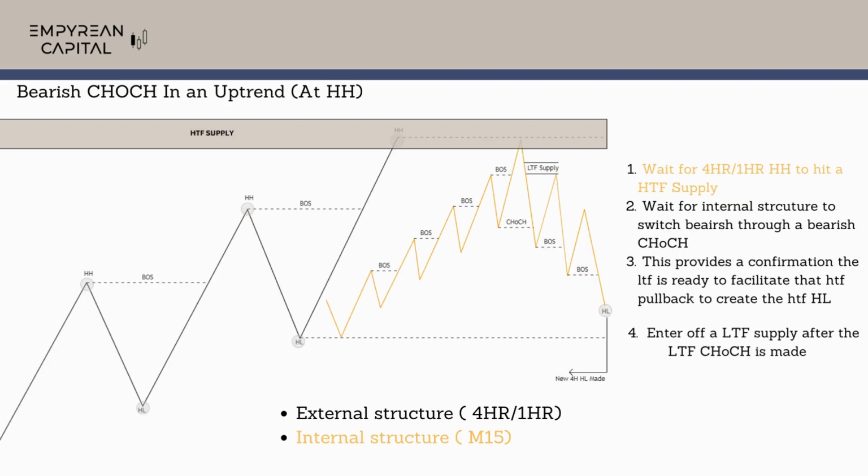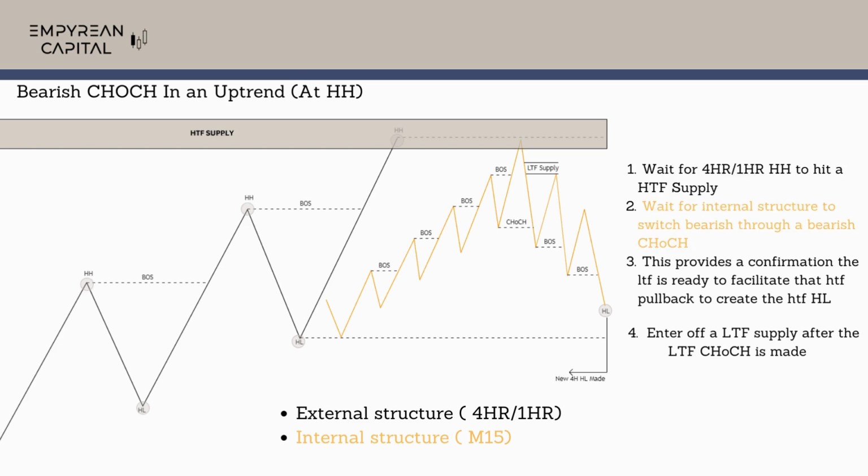Why? Let's imagine, for example, we are at a higher high in our uptrending market. And let's imagine that this higher high is also our 4 hour or our 1 hour, which is our external structure. So number one, we wait for the external structure to hit a higher time frame supply. What do I mean by a higher time frame supply? This could be a supply level on the 4 hour, the 3 hour, the 2 hour, the 1 hour, right? This is referred to as a higher time frame supply.